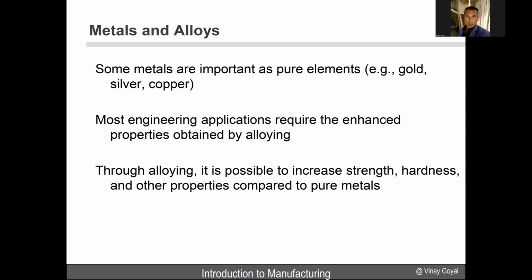Some metals are important, and there can be pure elements like gold, silver, copper. Those are fundamental metals, and we call them pure because that's the only composition of these metals. However, in most engineering applications, just using gold, silver, and copper by itself may not give you the properties that you may need. So to achieve that, it requires enhancing these properties through something we call alloying. By alloying components, it is possible to increase the strength, hardness, and other properties compared to pure metals.